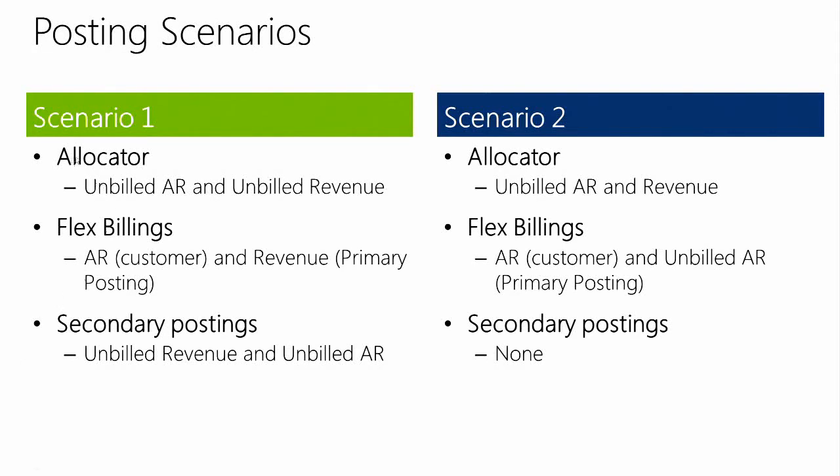In scenario 1, where we went to unbilled AR and unbilled revenue, flexible billings will clear it out of unbilled AR and unbilled revenue through those secondary postings. And then we also get to the AR and revenue account. If we use scenario 2, where we went to unbilled AR and revenue, flexible billings will post to AR and unbilled AR, but we would not set up any secondary postings for this scenario.